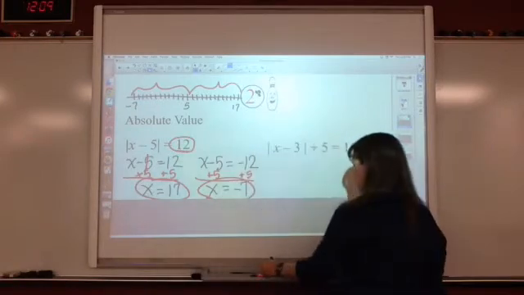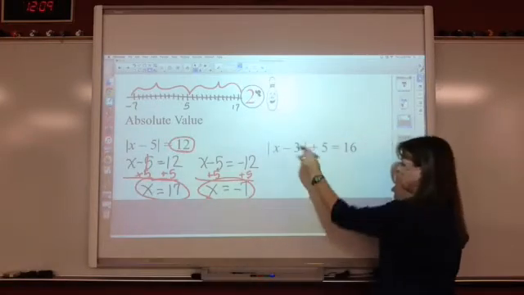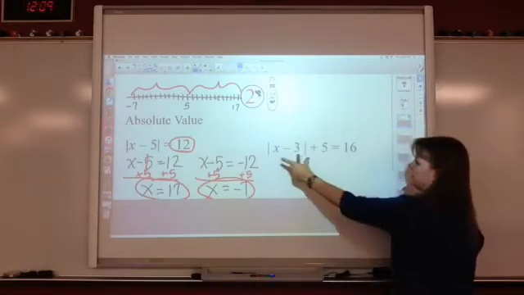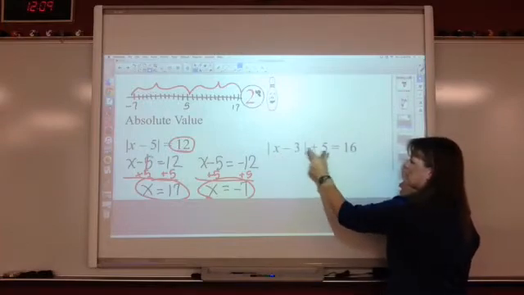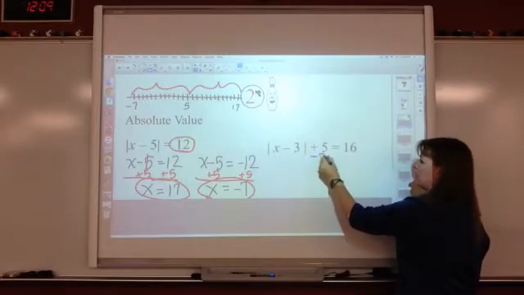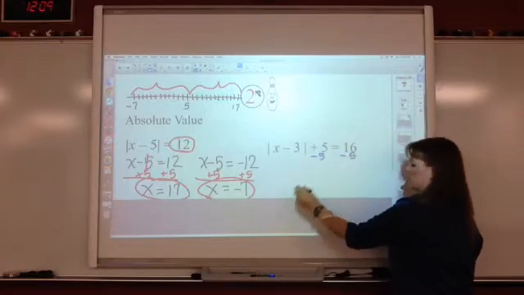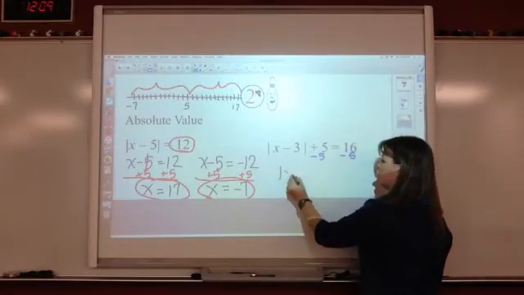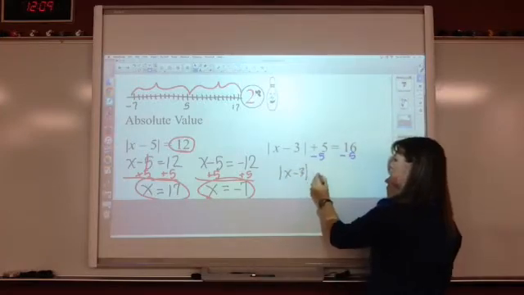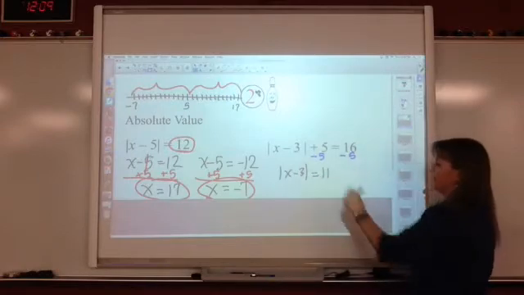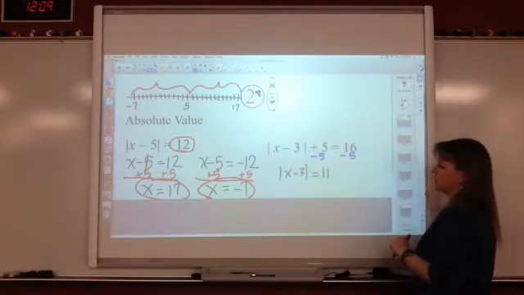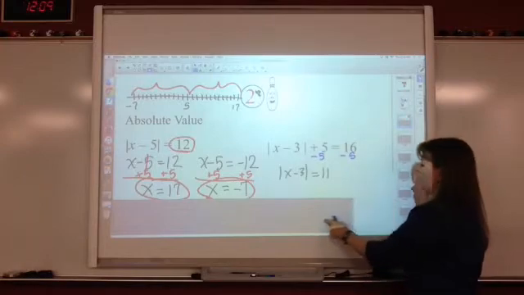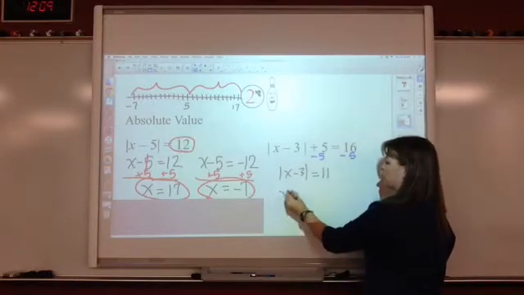Over here, notice the difference. Take the time, pause it if you need to write this problem down. The difference here is you have absolute value, but you have plus 5. You need to get that out of there first. You need to isolate the absolute value so you know exactly what the distance is. Now that's your distance. Your distance is 11. And once you see that, you'll set it up as 2 different problems.